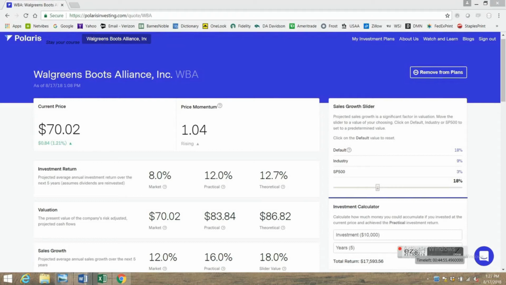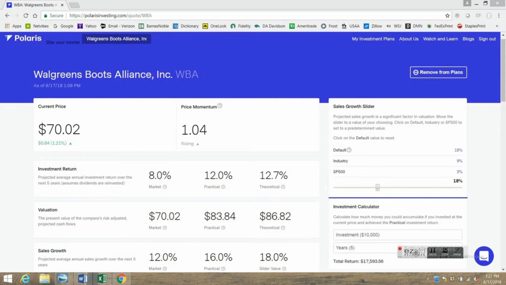This video is the first of a series of videos that discusses the details of the valuation formula used by the Polaris investing website and the inputs to go along with it. So to get into more of the details, I'm using Walgreens as an example.